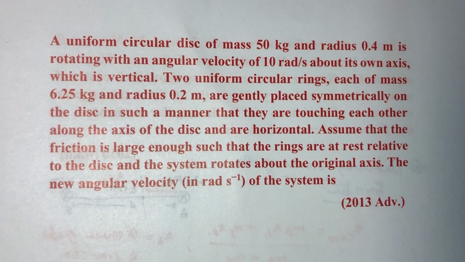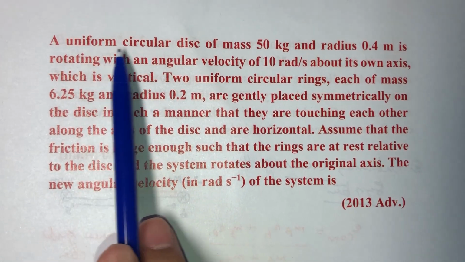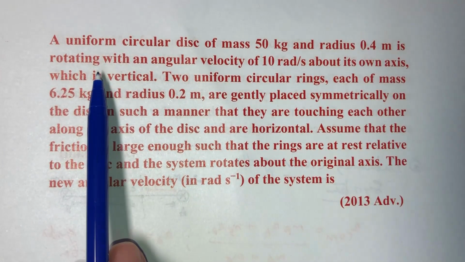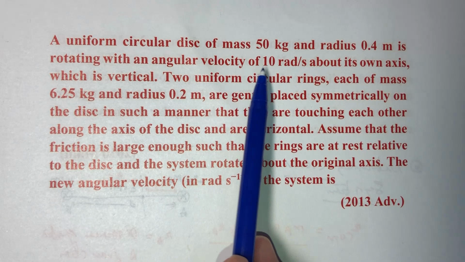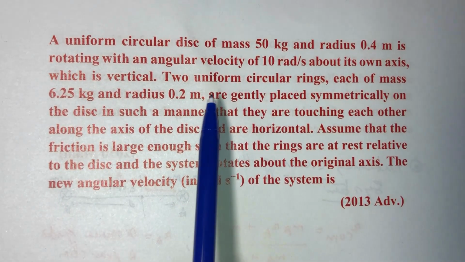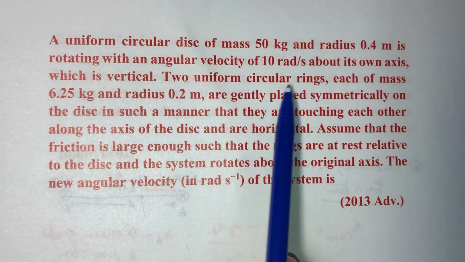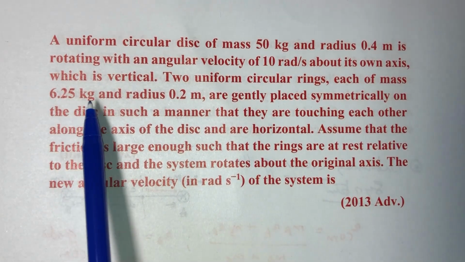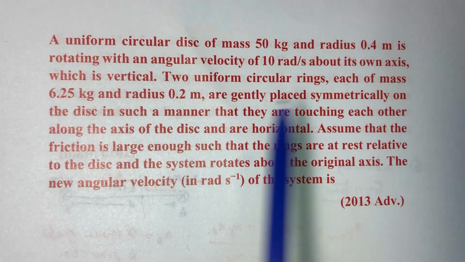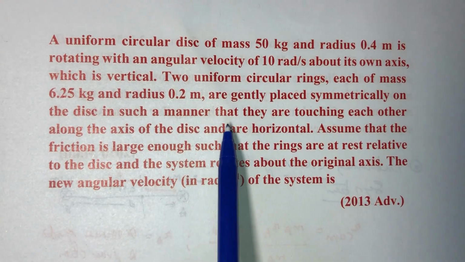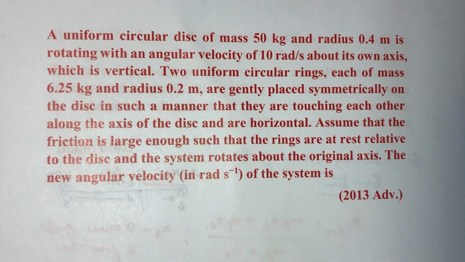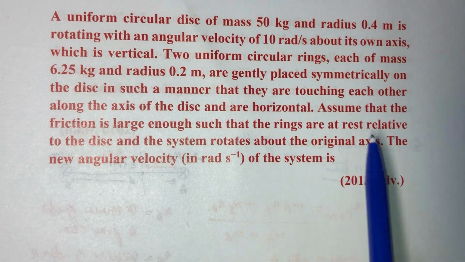Hello friends, today's question. A uniform circular disc of mass 50 kg and radius 0.4 meter is rotating with an angular velocity of 10 radian per second about its own axis, which is vertical. Two uniform circular rings, each of mass 6.25 kg and radius 0.25 meter, are gently placed symmetrically on the disc in such a manner that they are touching each other along the axis of the disc and are horizontal.